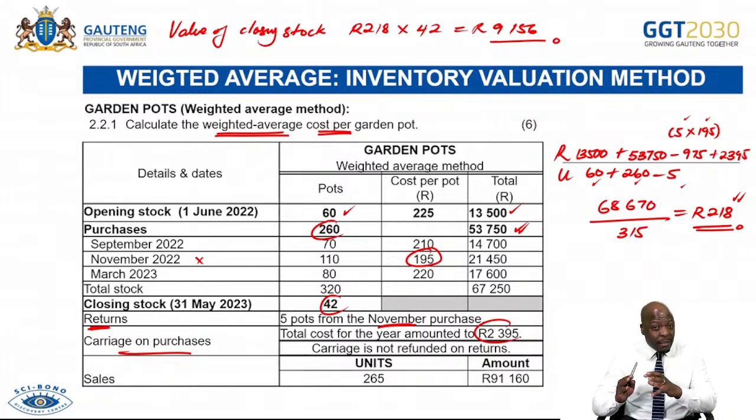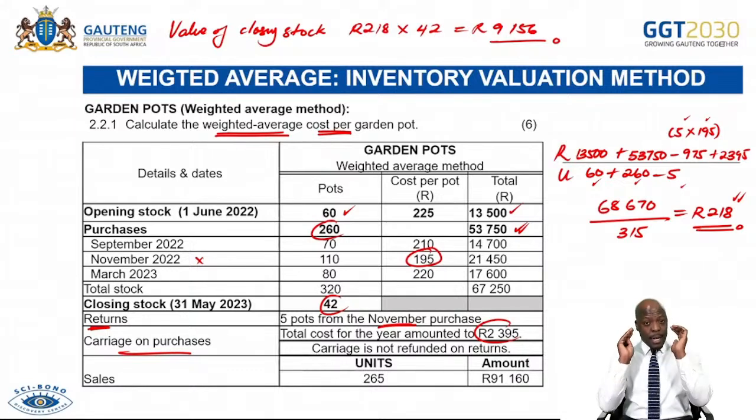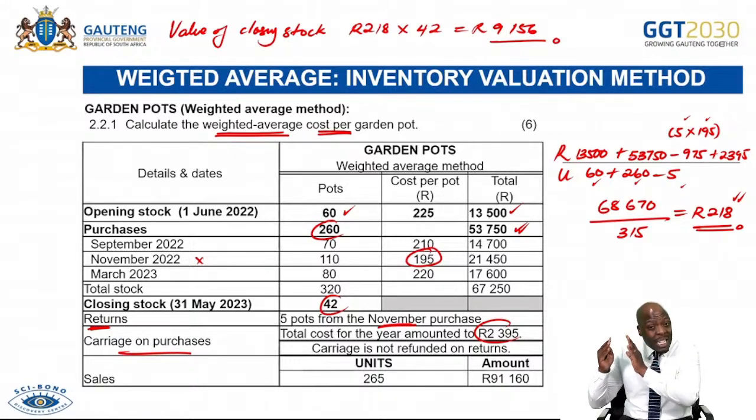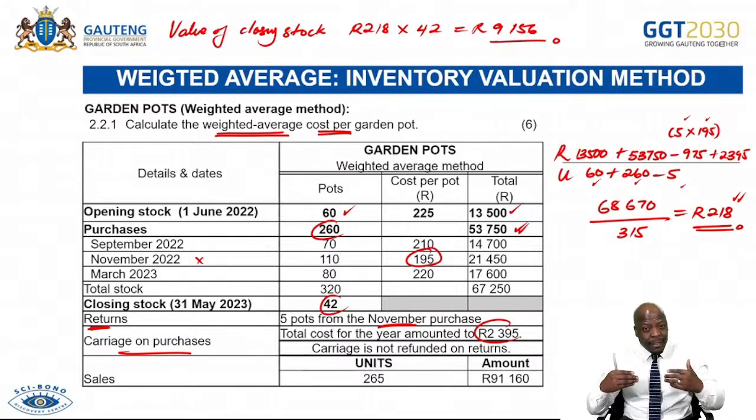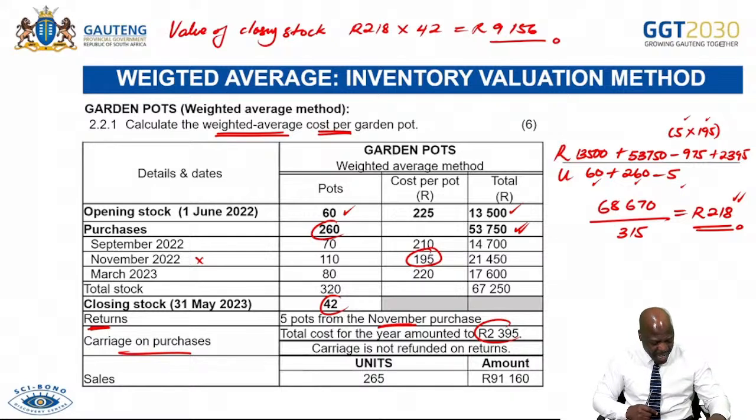If they wanted the value of closing stock, that would have been the answer. But in this question, they didn't want that. They wanted the average cost per unit. So reading the question and understanding it is of great importance. Don't assume. Never assume. Read the question properly, understand it, then apply yourself according to the demands of the examiner. Can I go on now? All right. Next question.